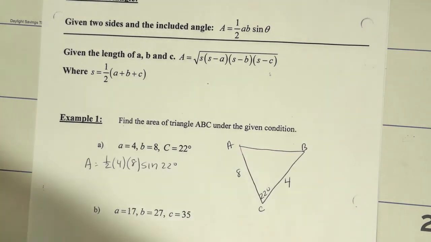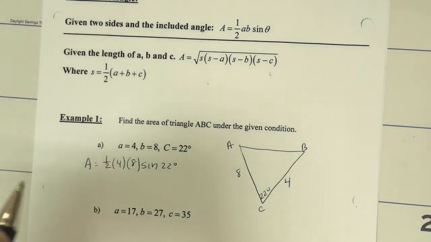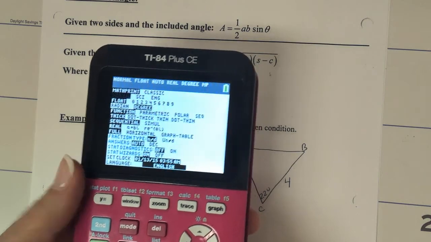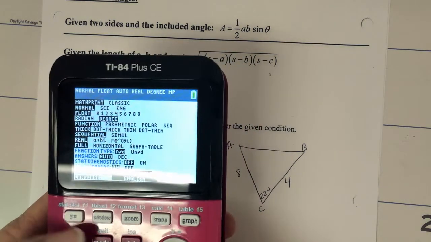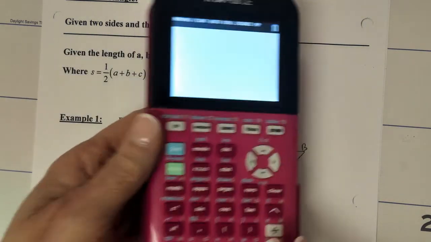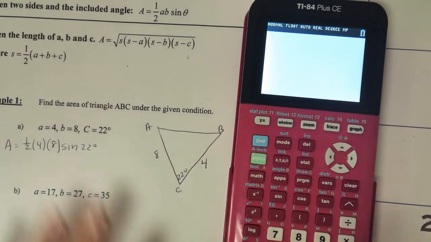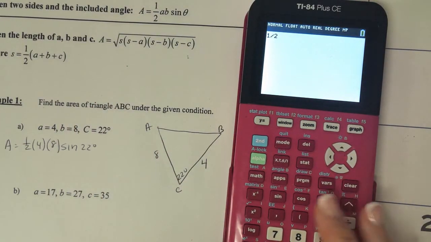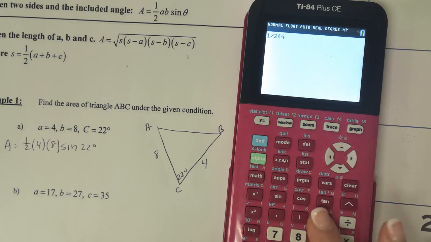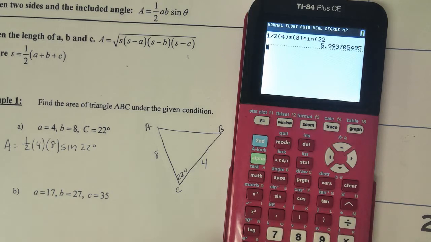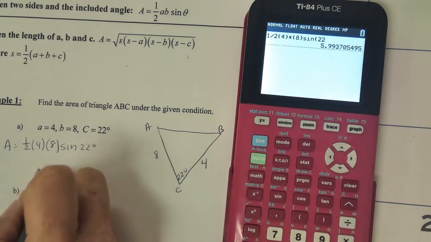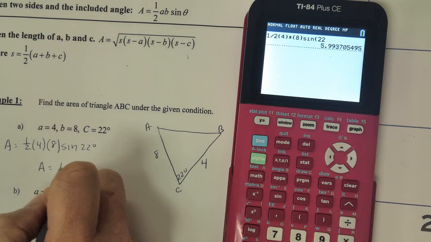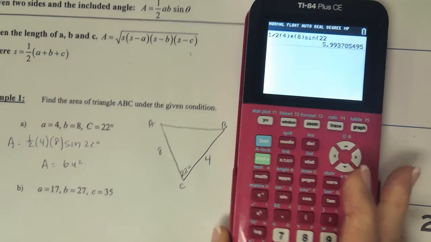You want to make sure your calculator is in degrees. If you check your mode, mine is. So I will do 1/2 times 4 times 8 times the sine of 22 degrees. And we're rounding to the nearest tenth, so that will actually just be 6 units squared.